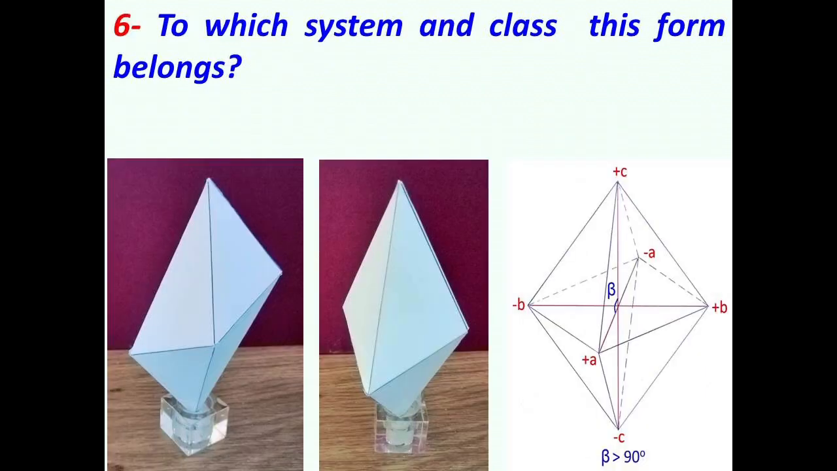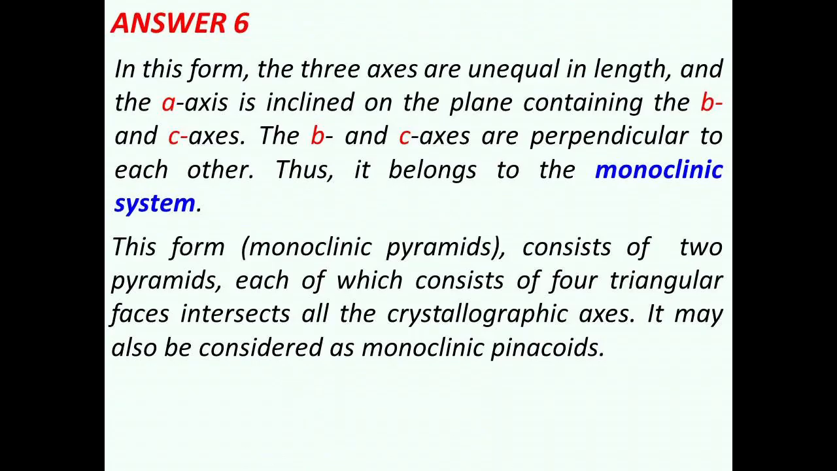6. To which system and class does this form belong? Answer 6. In this form, the 3 axes are unequal in length and the A axis is inclined on the plane containing B and C axes. The B and C axes are perpendicular to each other, thus it belongs to the monoclinic system.